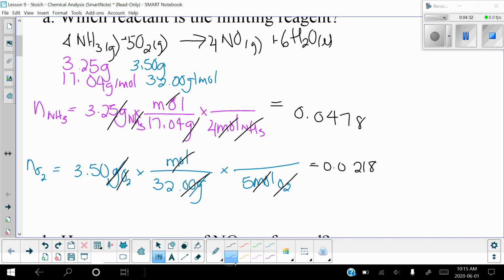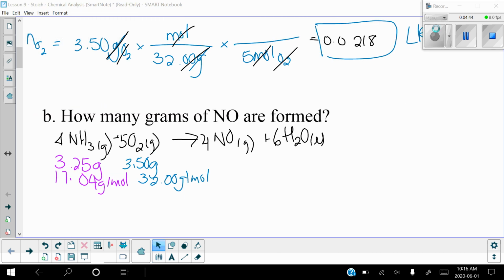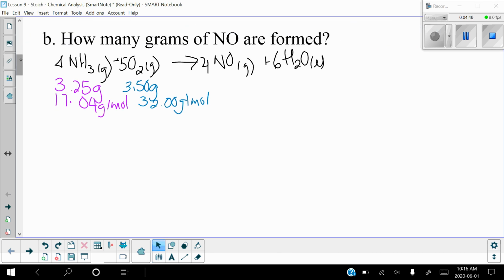This here is bigger, so this is my excess reagent. This here is my limiting reagent. Perfect. Alrighty, so from the above, we learned that our oxygen is our limiting reagent.